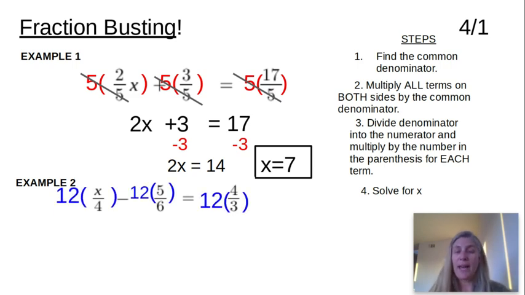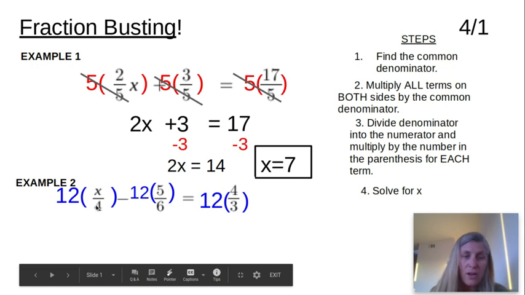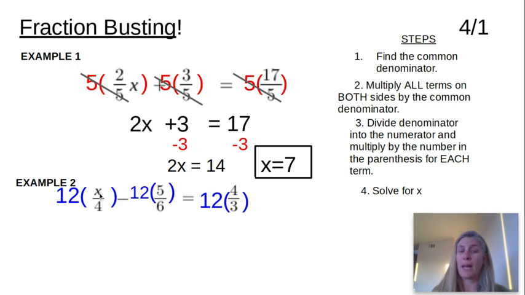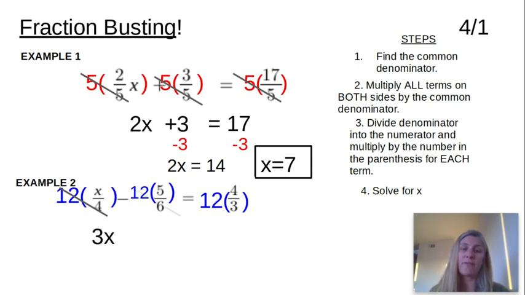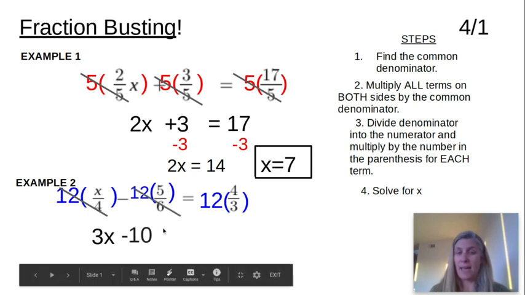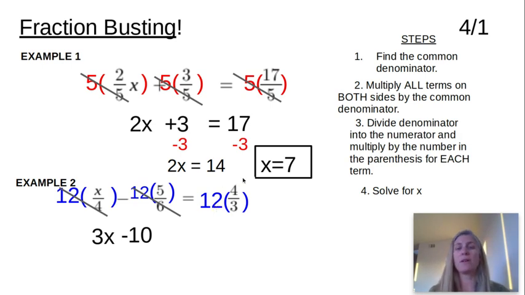Now we're ready to go ahead and simplify. So we take our denominator, see how many times it goes into the numerator, and then multiply it by what's left inside the set of parentheses. So our first one here, we have 4 goes into 12 3 times, and 3 times x is 3x. For our second term, 6 goes into 12 twice, and 2 times 5 is minus 10. Our last one here, 3 goes into 12 4 times, and 4 times 4 is 16. So we have that equals 16.